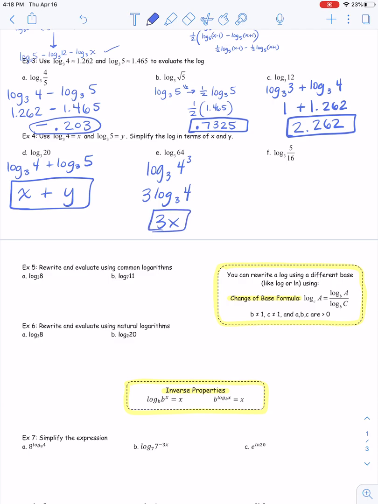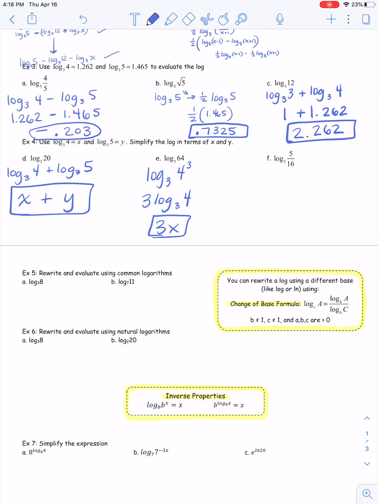And even if you left it as 4 times 4 times 4, like writing it as log base 3 of 4 plus log base 3 of 4 plus log base 3 of 4, that's fine. That's the correct answer. And what would you have gotten there? You would have gotten x plus x plus x. Well, what is x plus x plus x? 3x. So it doesn't matter if you were applying that product property or the power property for this particular problem.